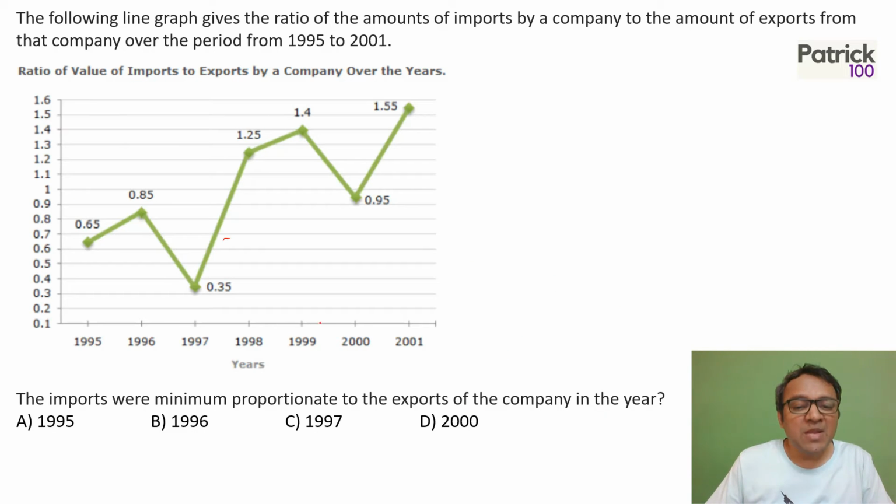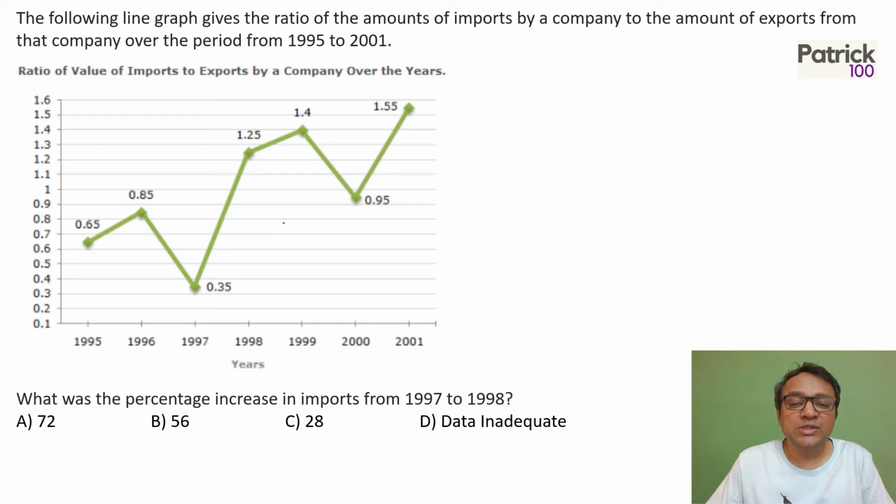The imports were minimum proportionate to exports of the company in the year? To look at minimum imports as compared to exports, 0.35, straight away you can make out the answer, '97. Because the ratio of imports to exports in '97 is the minimum, that means imports is minimum with respect to exports in the year 1997.